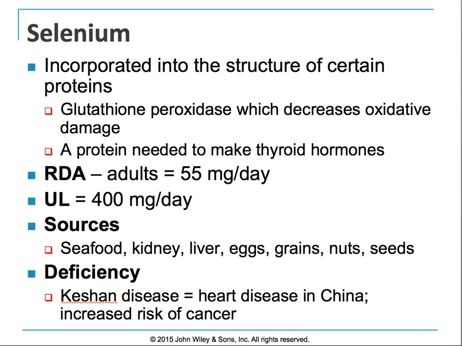In adults, the RDA for selenium is 55 milligrams per day, and the UL is 400 milligrams per day. Sources of selenium include seafood, kidney, liver, eggs, grains, nuts, and seeds. A deficiency in selenium is known as Keshan disease, which is a type of heart disease that's seen predominantly in China, and can also lead to an increased risk of cancer.